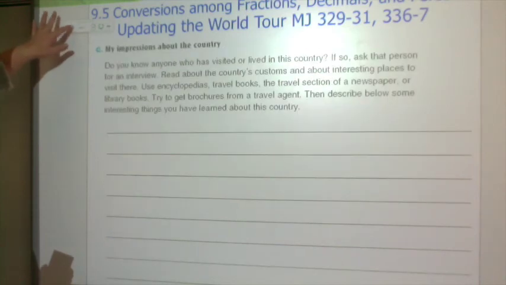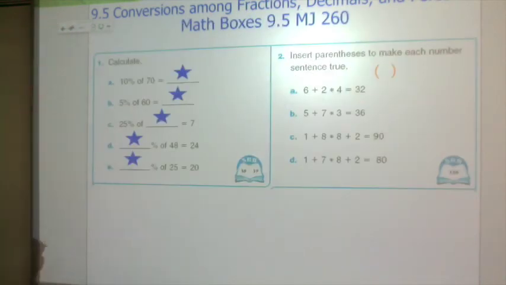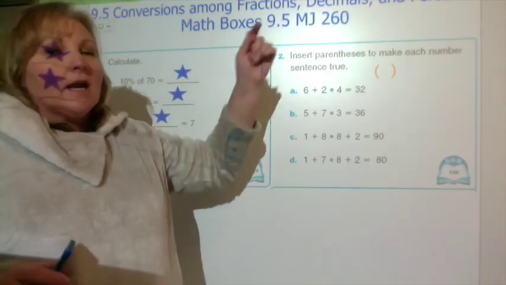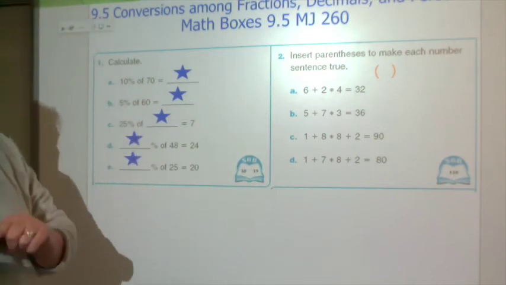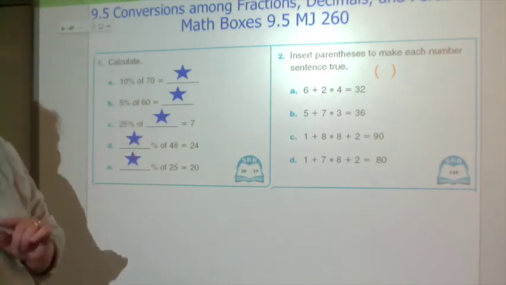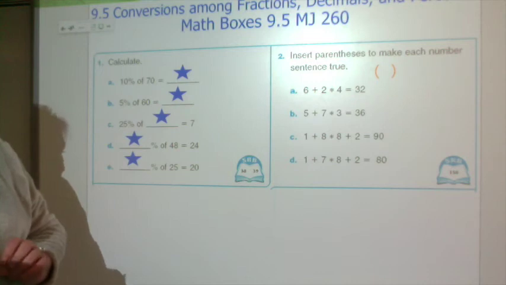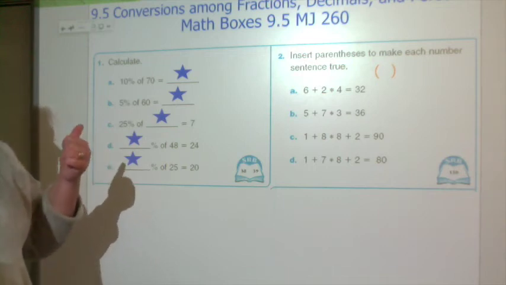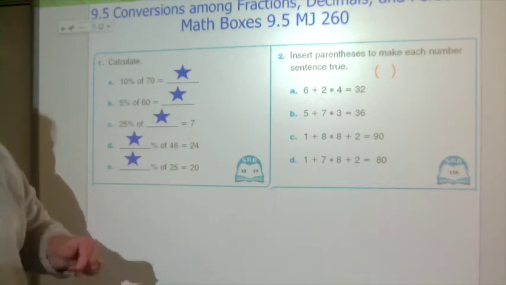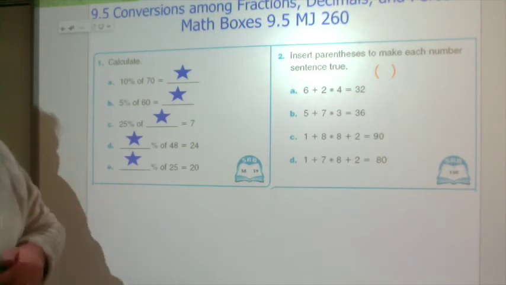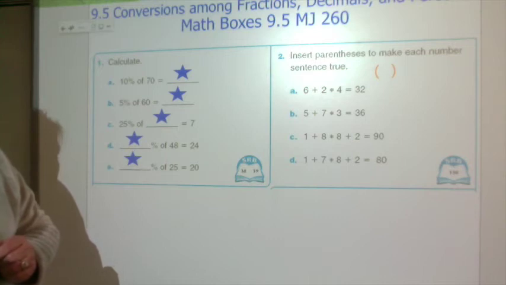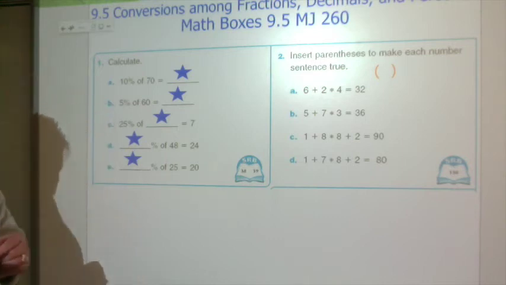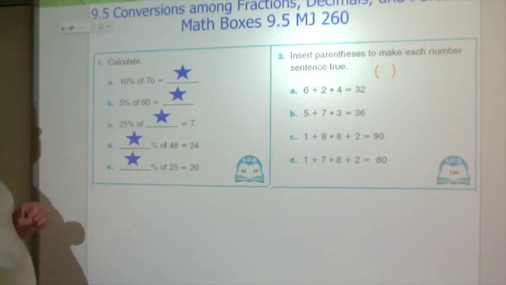We're skipping all this. Okay, math boxes. I'm on page 260. A reminder, please do this in your math journal. And then instead of having your mom or your dad take a picture and sending it to me, let's try this time. We are going to do all the work in your math journal and then copy your work onto your Google Classroom into that assignment and submit it to me. We're going to try that this week. See if we can get everybody on board with that.